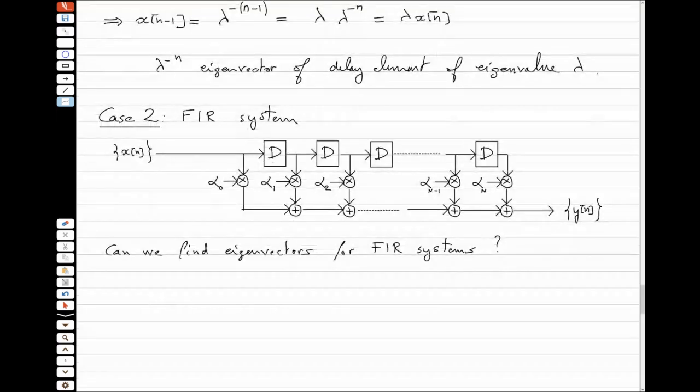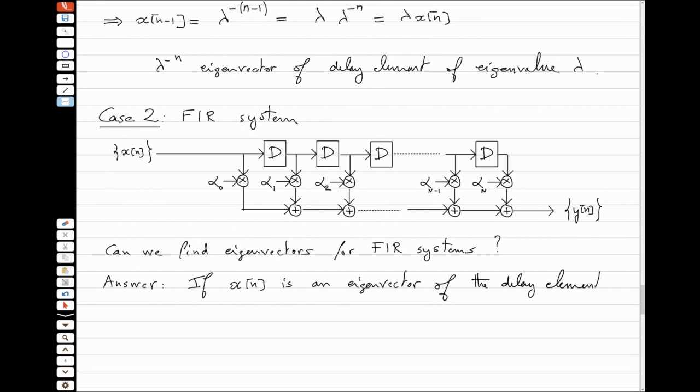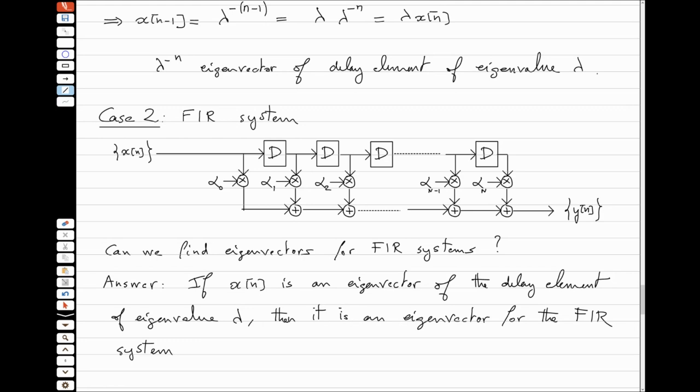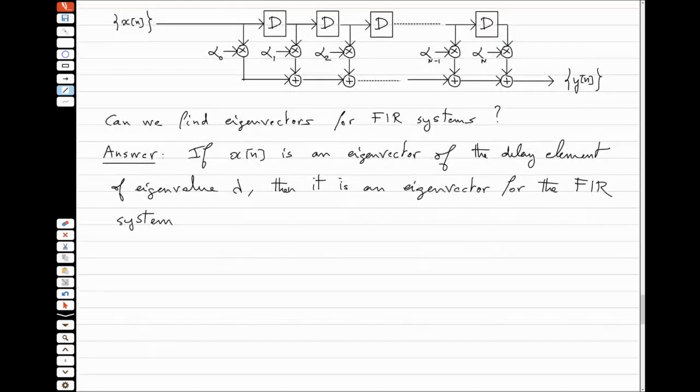In fact, the answer is as follows: if x of n is an eigenvector of the delay element of eigenvalue lambda, then it is an eigenvector for the FIR system. And I'm going to show that to you.